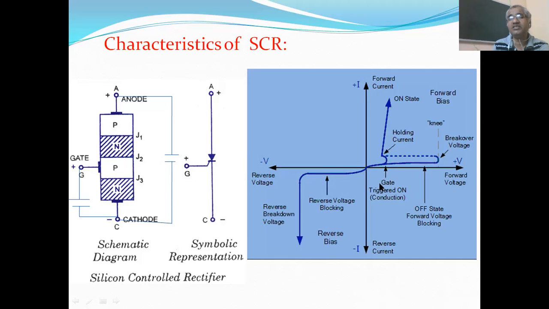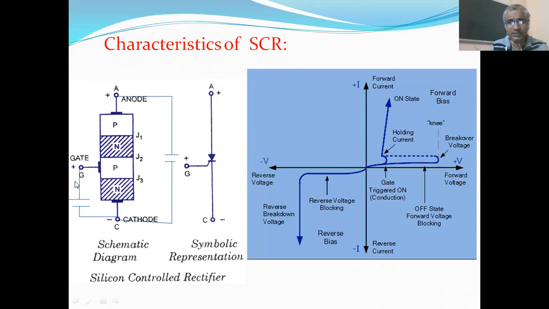Let us explain these characteristics. What are the characteristics? Suppose the gate voltage is kept fixed, and the anode to cathode voltage is increased gradually. The anode current is noted. This anode to cathode voltage is called the forward voltage. So the forward voltage is applied in steps, and the gate voltage is kept fixed.